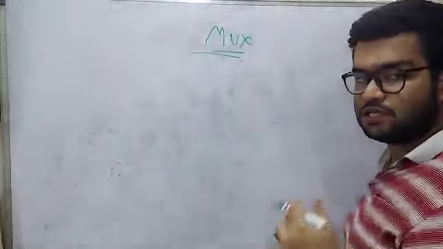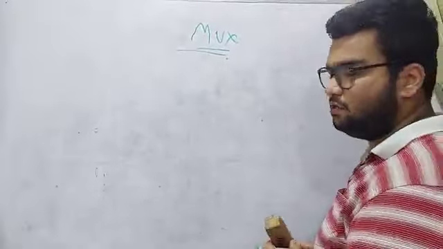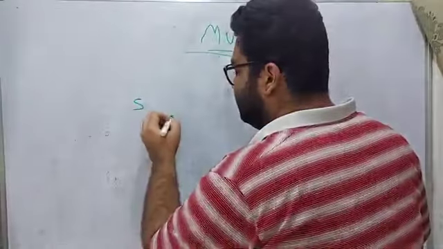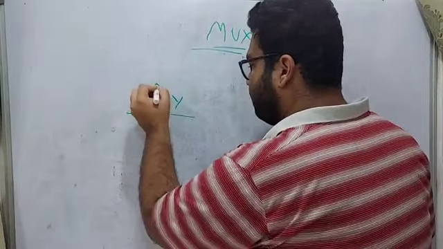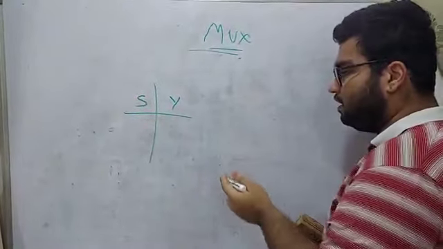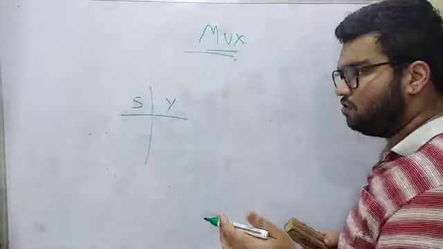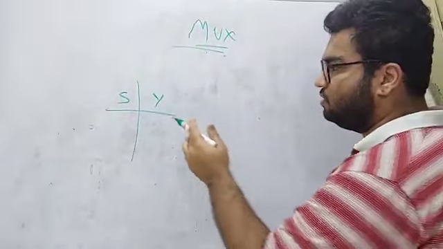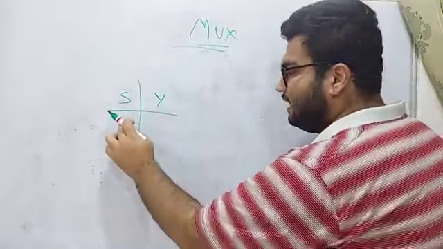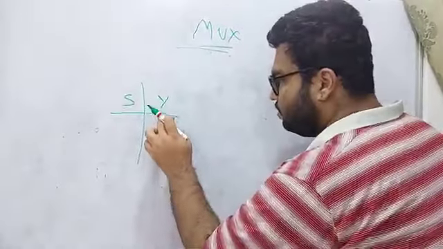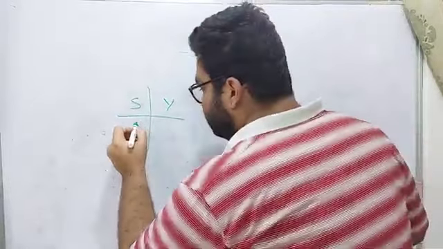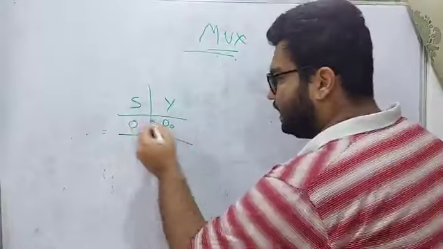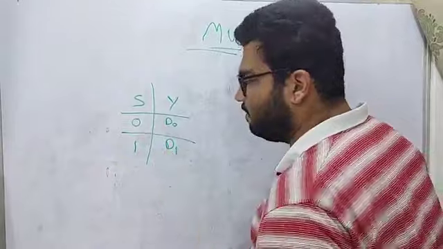Next, I am going to discuss the truth table of the multiplexer. A simple truth table first, then I am going to expand it. So S and Y. As I told you earlier, how does the multiplexer know which input should be connected to the output? For that purpose, select lines are used. So when the select line is 0, the output would be D0. When the select line is 1, the output would be D1.